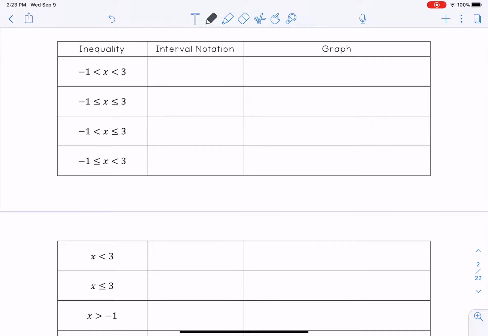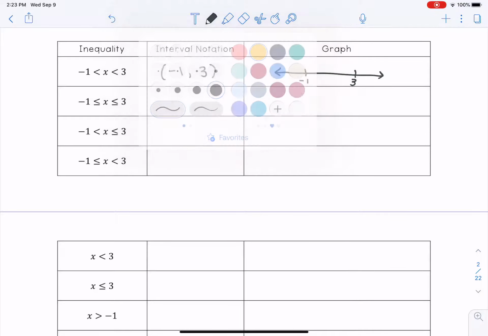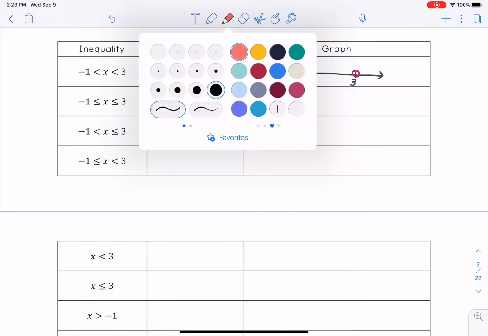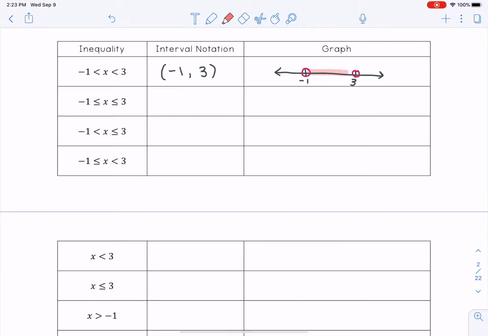If I'm talking about -1 is less than x is less than 3, I have a -1 to 3. Both of these are using parentheses because they're not actually included. We're just going greater than or less than, we're not letting it equal that. So on a graph, if I go from -1 to 3, I'm going to use open circles, and I'm going to shade the area in between.